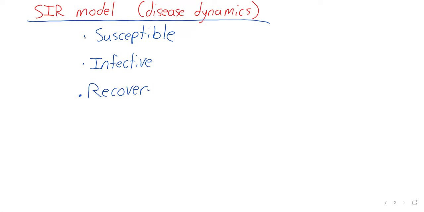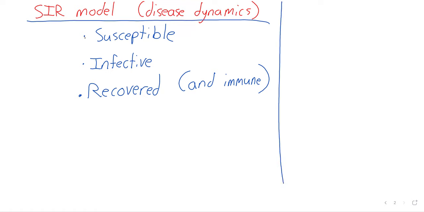And let's call the last compartment recovered. You also see removed. So in this model, people do not get sick from the same disease more than once. Once you're recovered, you're immune to it. And we look at how people transition between these categories. In the classic model, people can only really move in a very limited number of ways. People who are susceptible can become sick. People who are sick can recover.